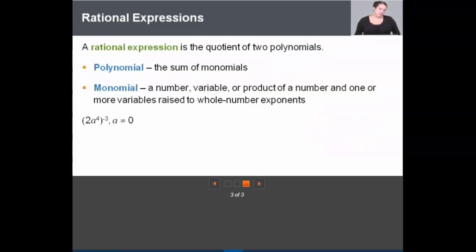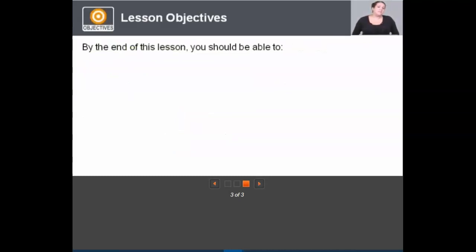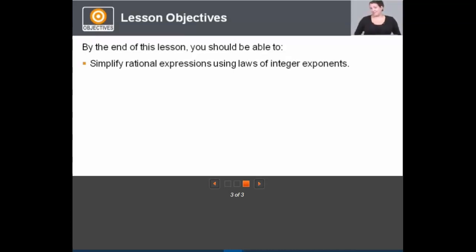So this expression, the quantity 2a to the fourth raised to the negative third, the one that you figured out in the previous task, is a rational expression, because in the end, it simplifies to a quotient of two monomials or two polynomials. So I know I have a rational expression. By the end of this lesson, you should be able to simplify rational expressions using the laws of integer exponents. Let's get started.